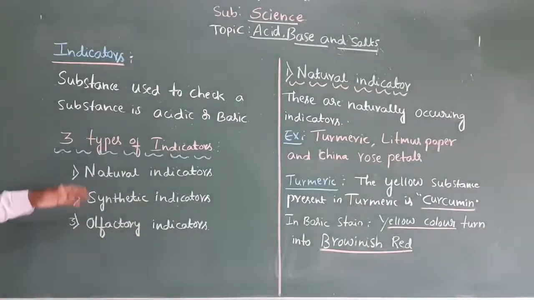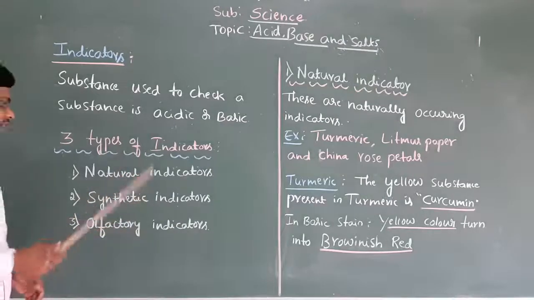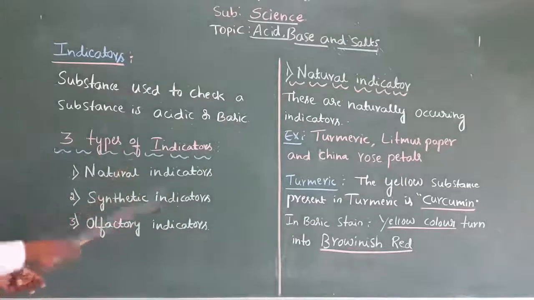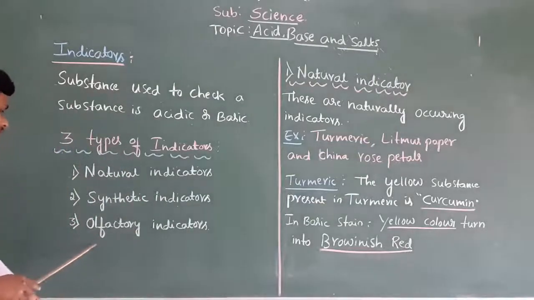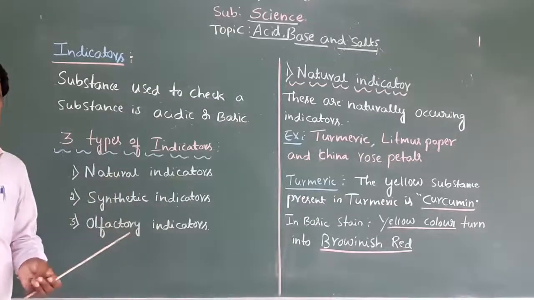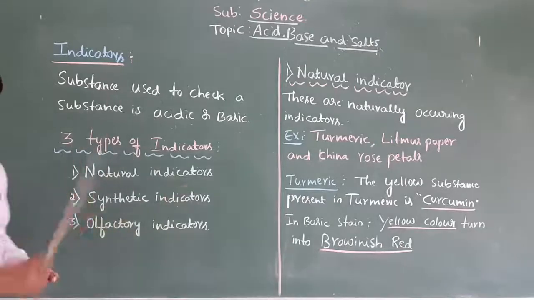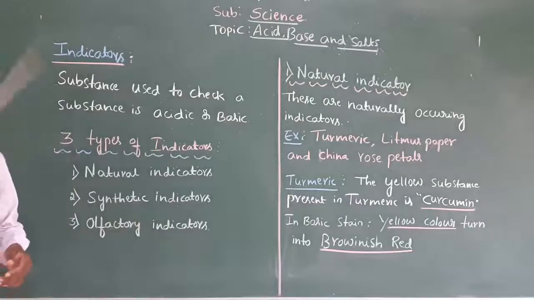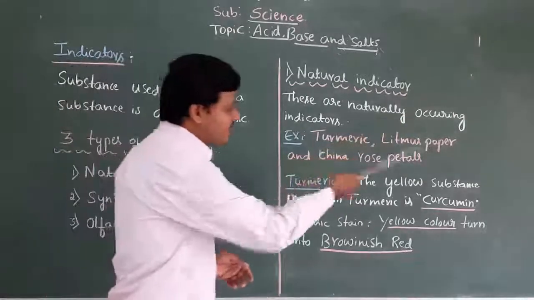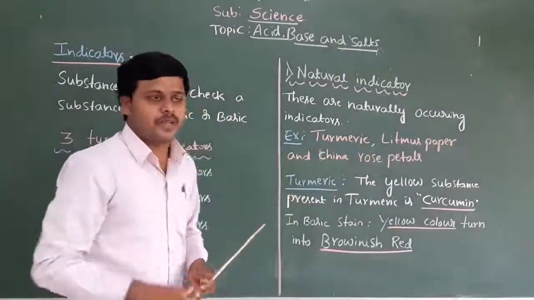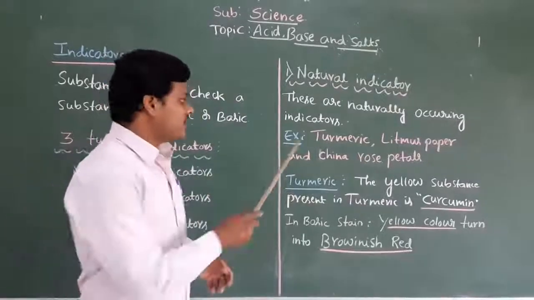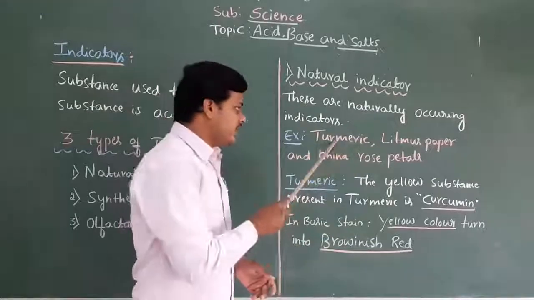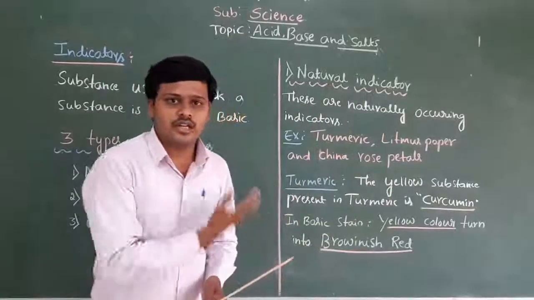Basically there are three types of indicators: first, natural indicators; second, synthetic indicators; and third, olfactory indicators. So what do you mean by natural indicators? Natural indicators are obtained from naturally occurring sources. The best example that we use in our day-to-day life is turmeric powder, which is also one kind of natural indicator.